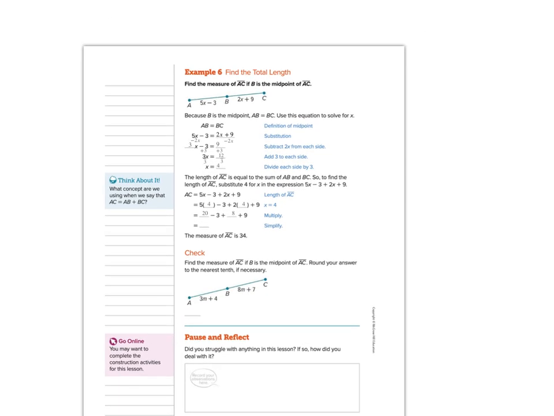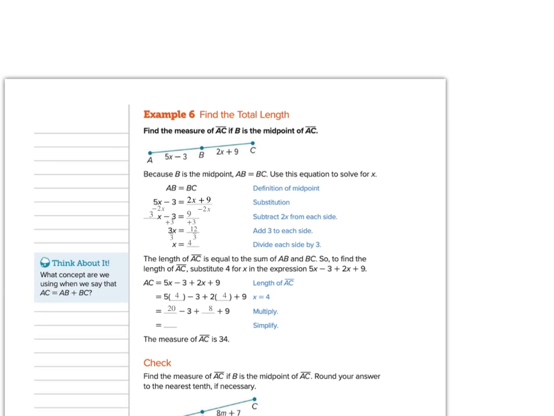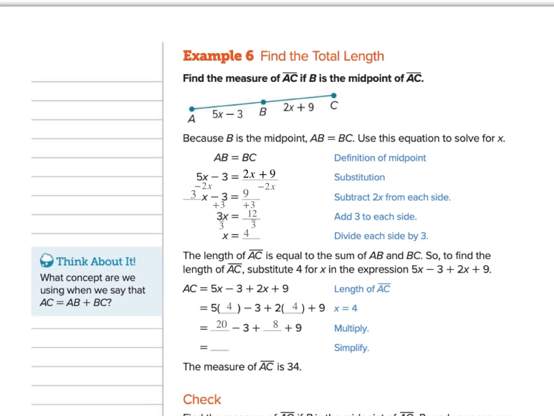And then last, we have a couple more examples here. Not a big deal. Finding the total length. Okay, find the measure of AC if B is the midpoint of AC. Again, if B is the midpoint, that means those two things are equal to each other. So I can take AB and make it equal to BC.